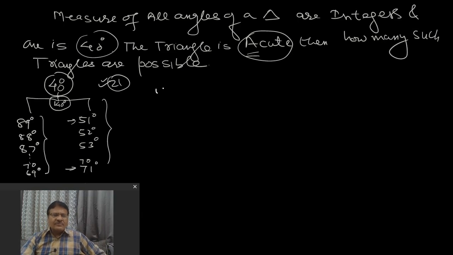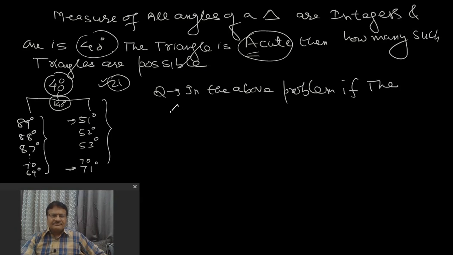Let's move on to the next question. It says, in the above problem, if the triangle is scalene, then how many cases are possible?